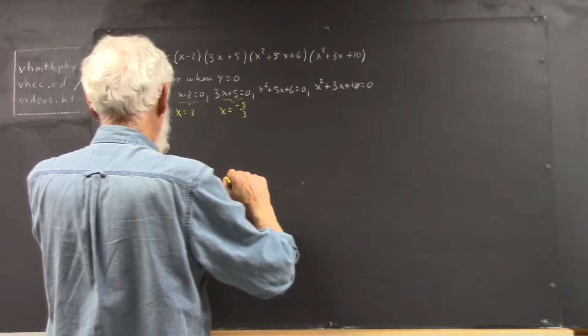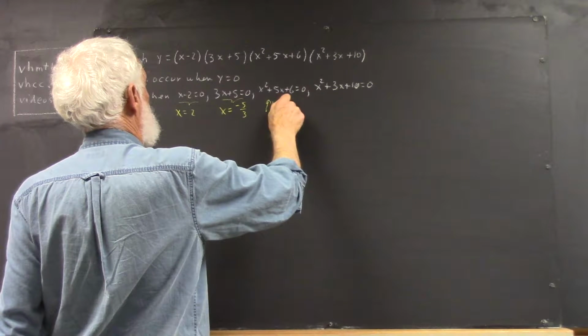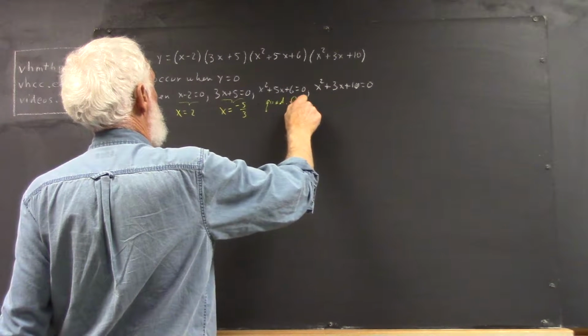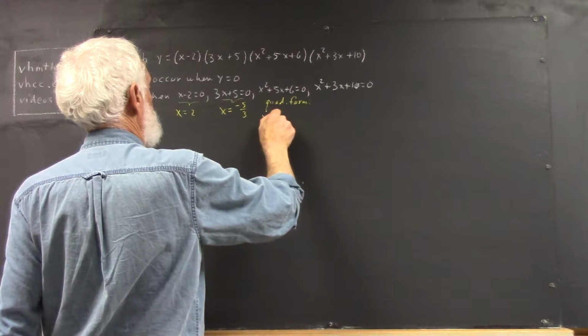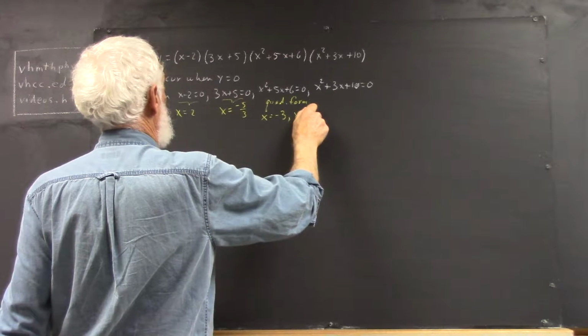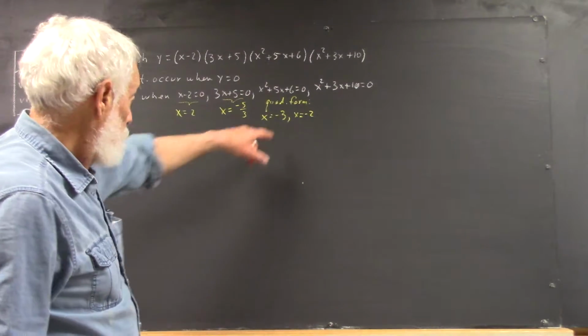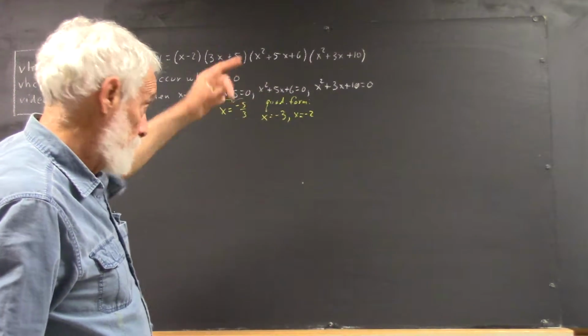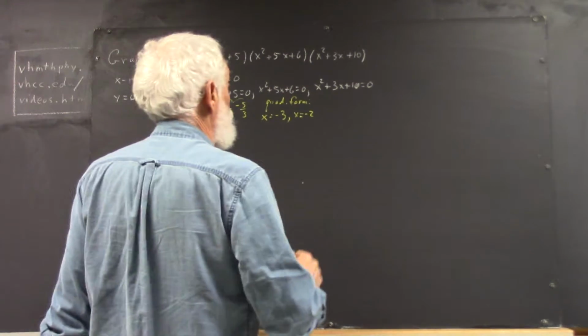Use the quadratic formula here. We get x equals negative 3, x equals negative 2. Now, I didn't go through the details of that, but everybody, I hope, knows how to use the quadratic formula.